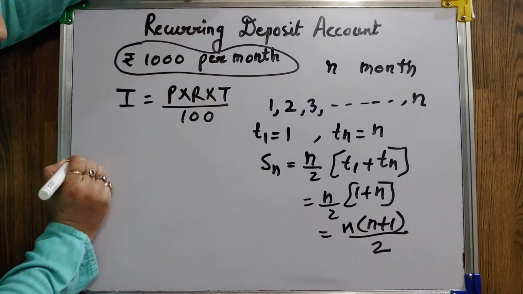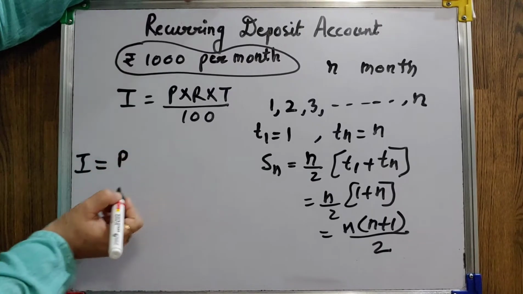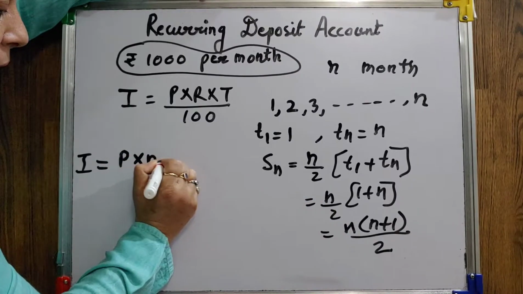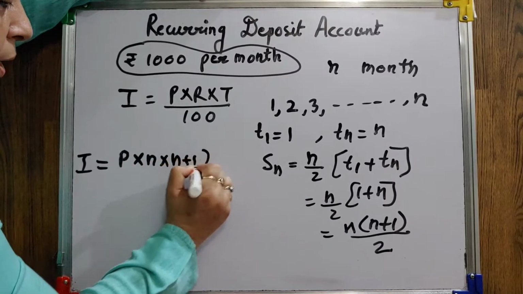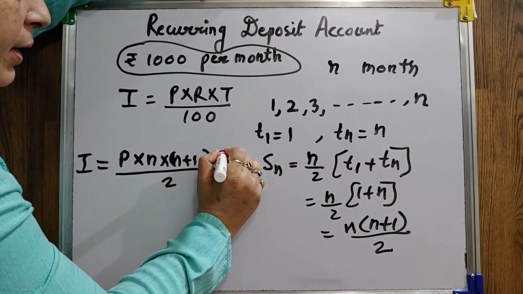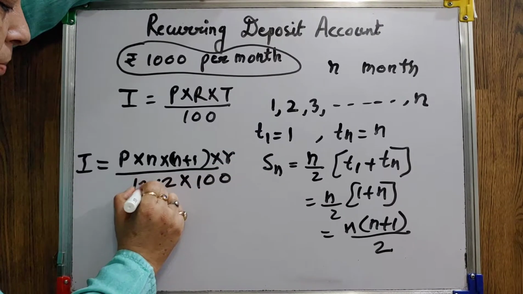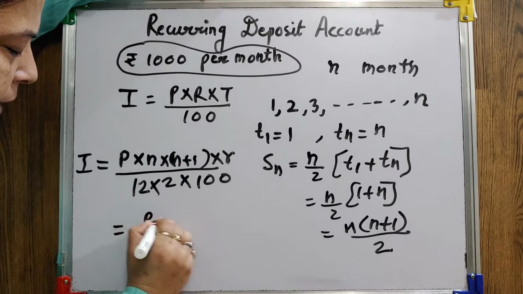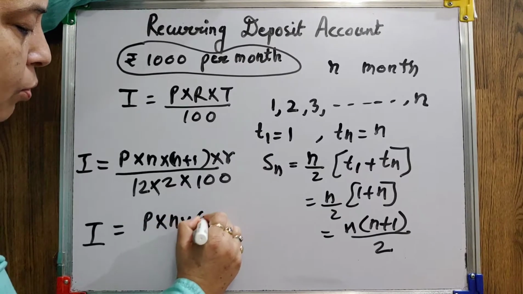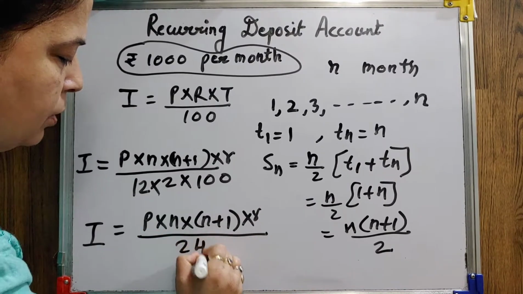Now on a monthly basis, when you convert this, our principal amount is the amount which we deposit per month, that is the monthly installment. Our time is n into n plus 1 by 2. Rate we are considering small r upon 100 based on per month, divided by 12. So you can write the interest formula as P into n plus 1 into R upon 2400.